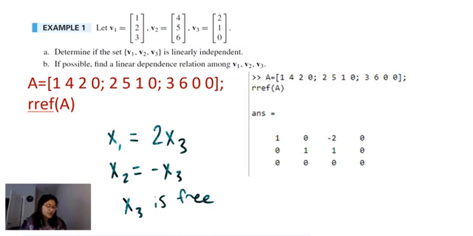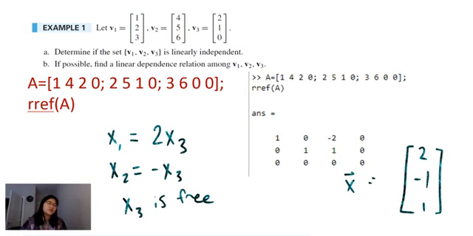So what does that mean? That we have our solution be 2, -1, 1, for some k in our reals. And what does that mean? Well, that means that we have a solution that's not just the trivial solution. And so, since we have a solution that's not just a trivial solution, then our set of vectors is linearly dependent.